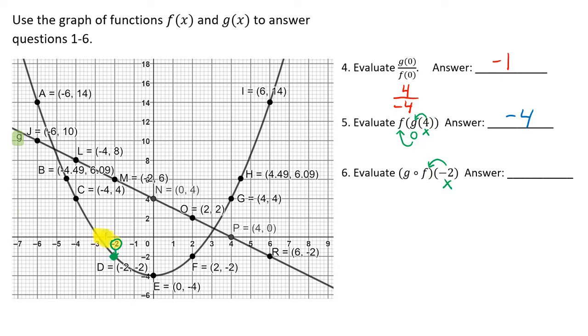That's this point right here. This is where x is -2, and I get a -2. Now that I have a -2, I'm going to plug it into the g function. So I go to the g function where x is -2, and I get a 6.